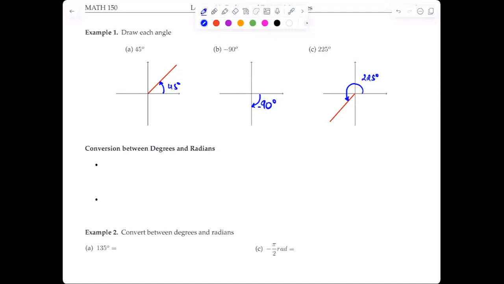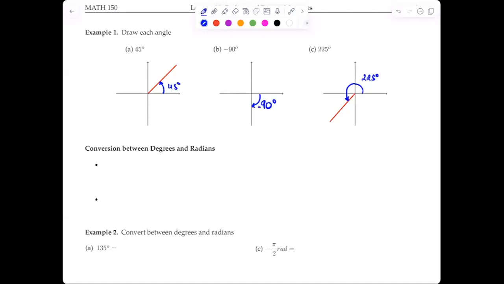Any questions on example 1? Straightforward. Okay. So 225 degree is also a special angle. We will encounter that when we get to the circle.